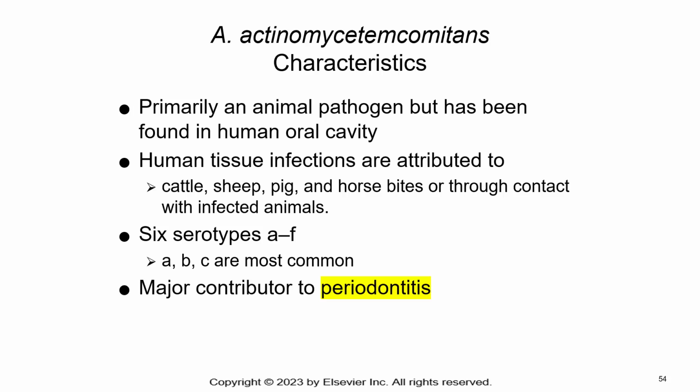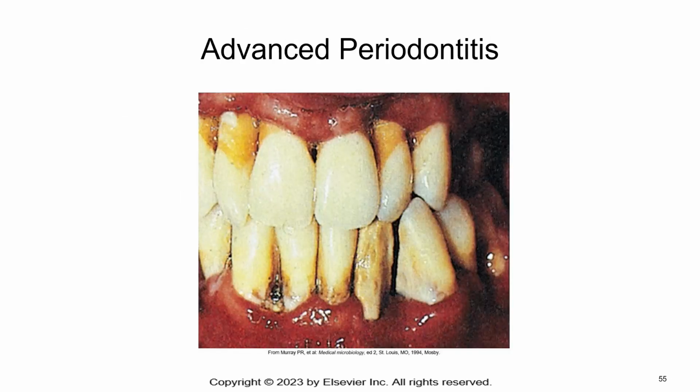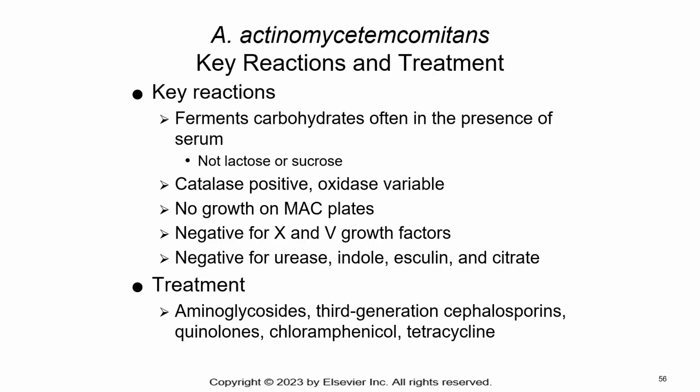Primarily an animal pathogen, but has been found in the human oral cavity. This is a major contributor of periodontitis. So Aggregatibacter causes this, periodontitis. Key reactions are listed below. Again, no growth on MacConkey, even though it's a gram-negative. Treatment with antibiotics.